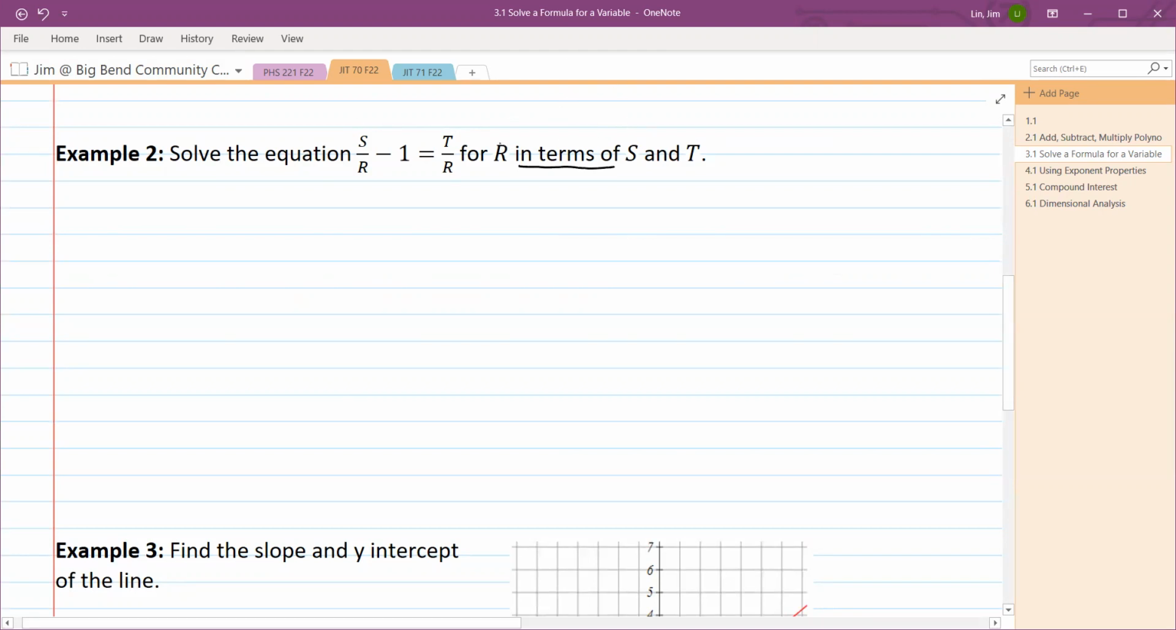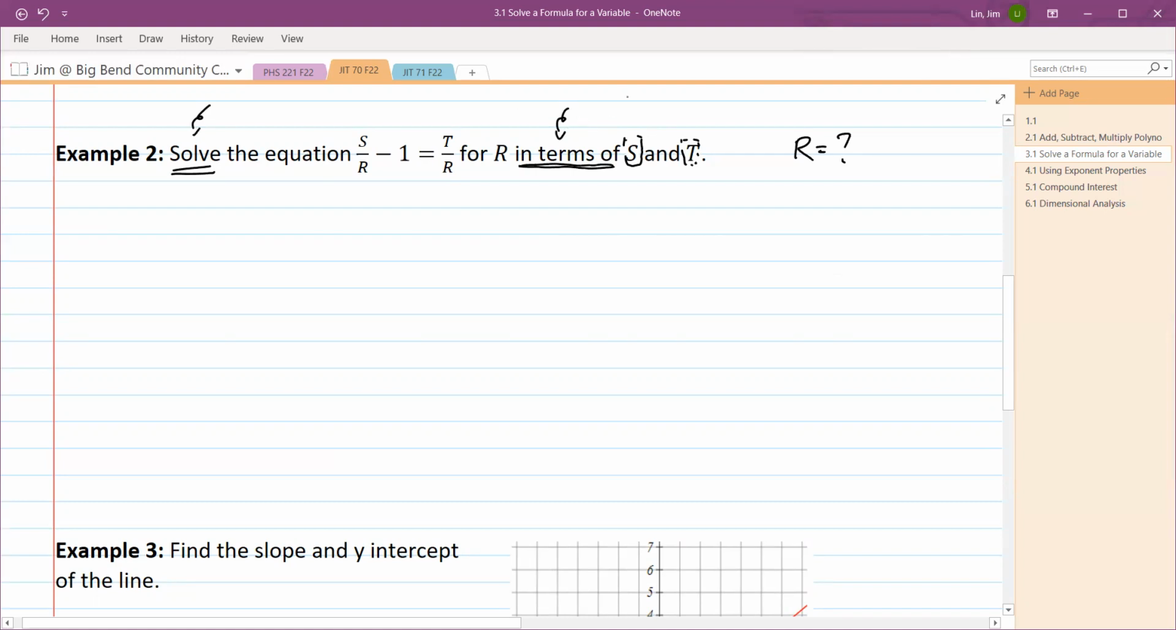So we need to isolate r, solve the equation for r. That's what it meant. And then when we find r, we need to make sure the equation at the end includes s and t somehow on the other side with no r. So that's what the phrase "in terms of" means. Make sure you understand the keywords when you study math. Ask yourself, what does "solve" mean and what does "in terms of" mean?